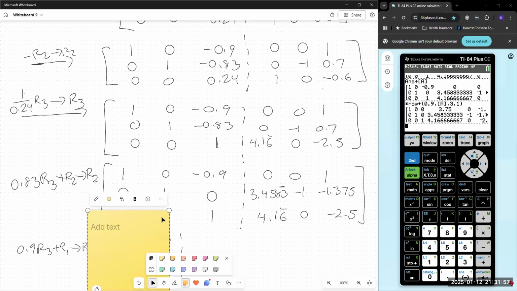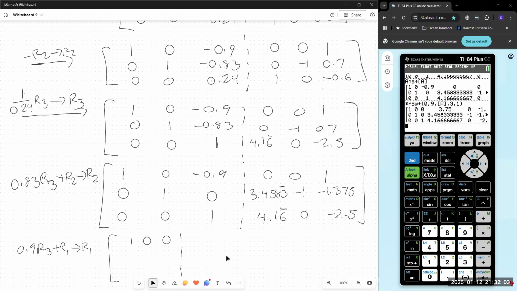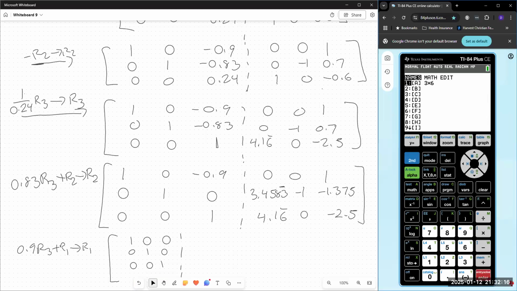Do not know how that happened, but I want to delete that. Apologies. 1, 0, 0, 0, 1. Now I'm going to have to store this as matrix A to go ahead and take a look at it because it's got even more repeating decimals in it now.